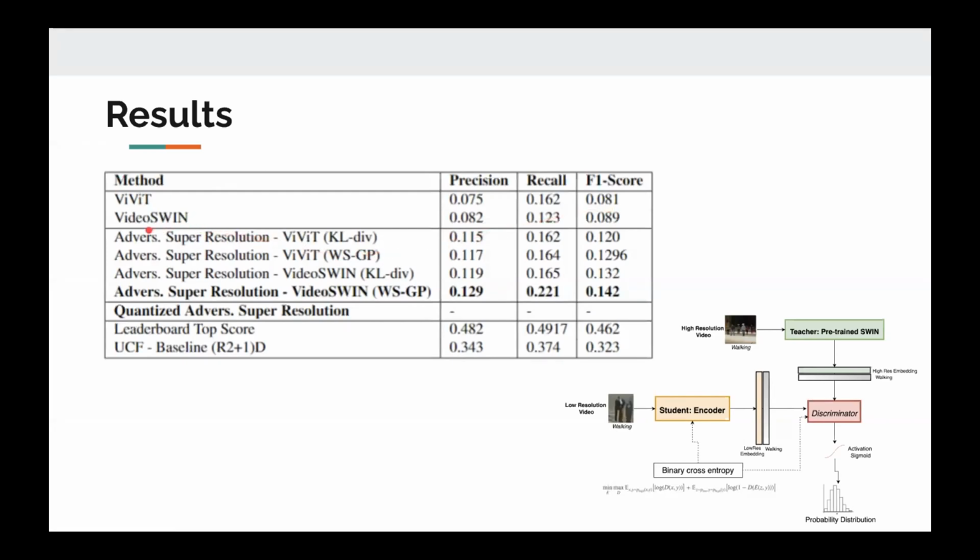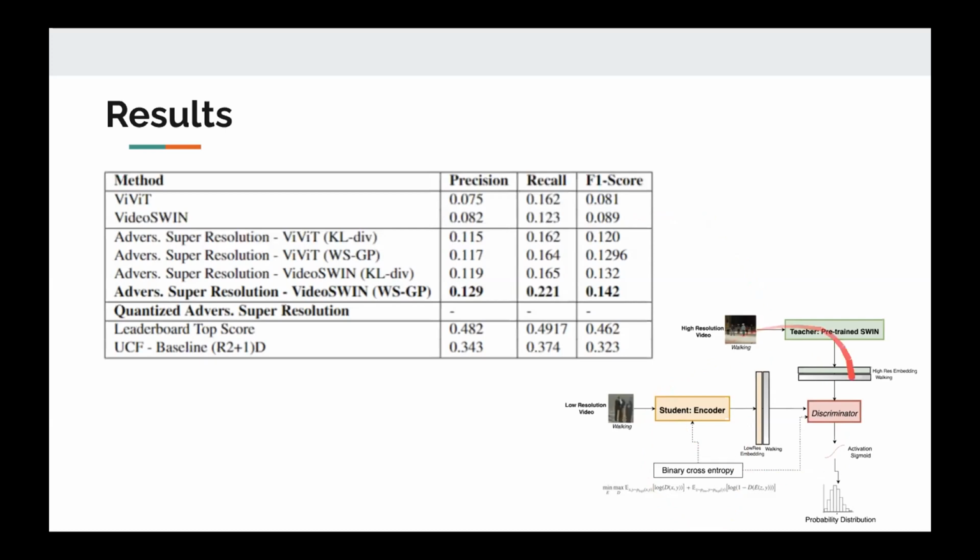Then we switched to a video swin, a pre-trained video swin, which was pre-trained on Kinetics 400. We fine-tuned this video swin on the Tiny Action Recognition Challenge competition's data set. And that gave us a slight improvement over ViViT. That is proven from the literature as well, because over high resolution data sets too, video swin outperforms ViViT. So we saw that pattern in low resolution video classification as well.